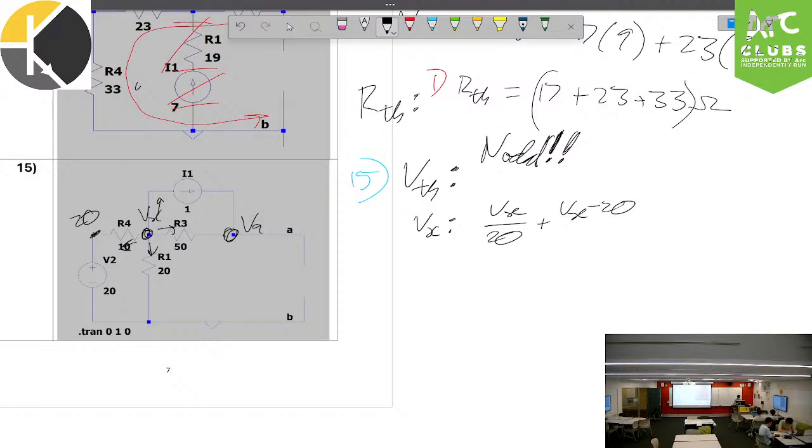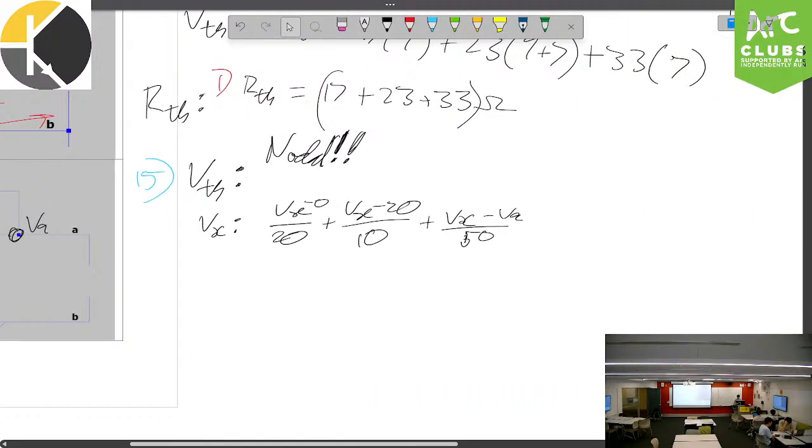Did I say VX minus 20 before? VX minus 0, because that one's going to ground, just to make sure I'm not falsifying anything. That's a 10 ohm resistor it's going through. Next up, VX minus VA, that gets divided by the 50 ohm resistor because that's going through the 50 ohm, and we have a 1 volt going out. So we put a plus 1 over here.